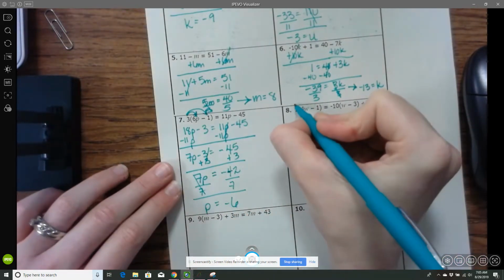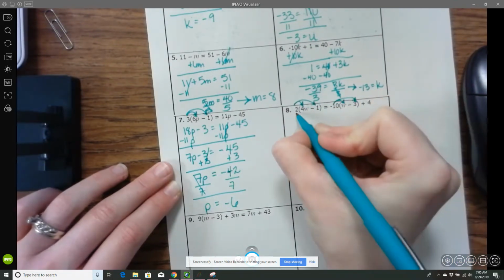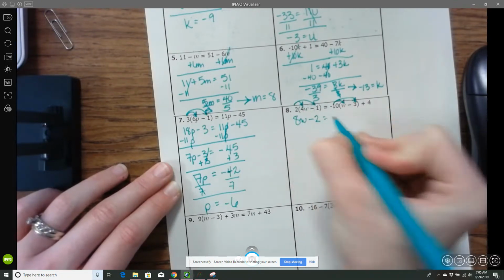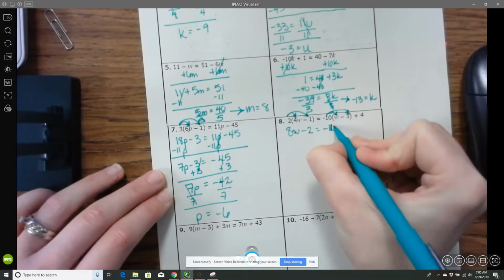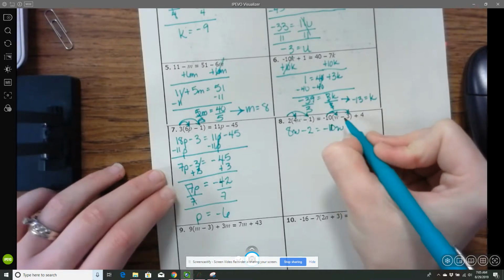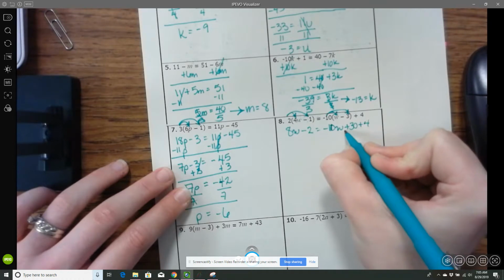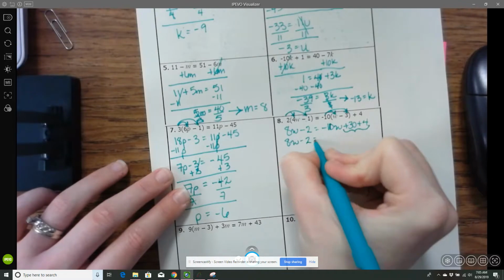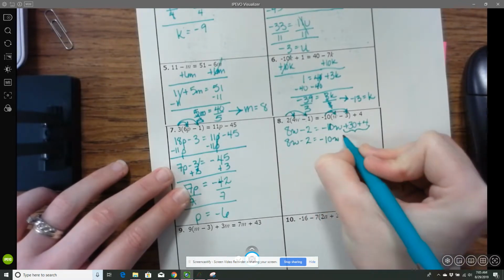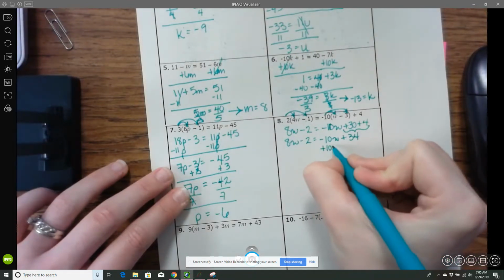All right, here's another one. Now I've got to distribute on both sides of this equation. So 2 times 4w would be an 8w. 2 times -1 would be a -2. -10 times w would be a -10w. -10 times a -3 would be a +30, and plus 4. So here I am going to have to combine like terms. So here I would get plus 34, and then we're going to move our variable.